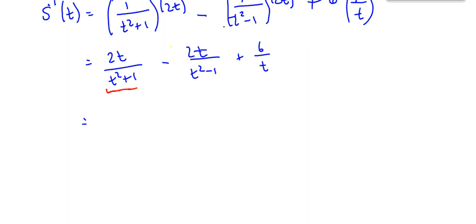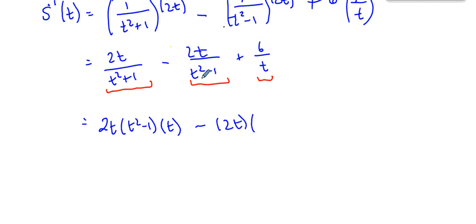So my common denominator has to have t squared plus 1, t squared minus 1, and t in it. So we're about to do a bunch of math here. For 2t, I need to introduce t squared minus 1 and t, because it already had t squared plus 1. Minus, so there's 2t, and I had to introduce t squared plus 1 and t, because it already had this one, but not those ones. And then plus 6, where I have to introduce t squared plus 1 and t squared minus 1.